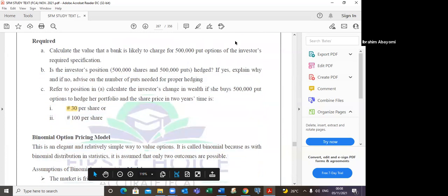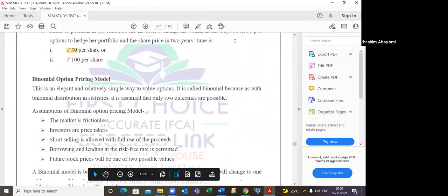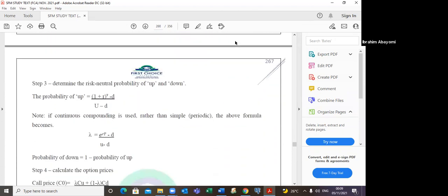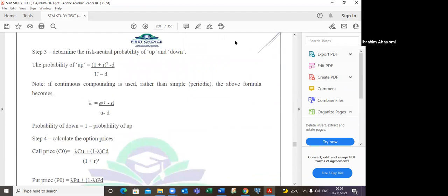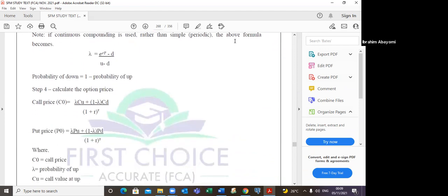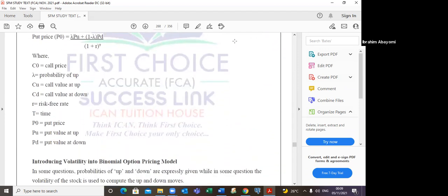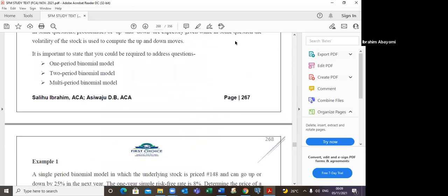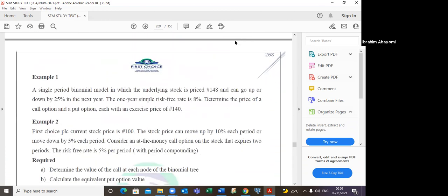So, like I said earlier, I'm not going to binomial option pricing. All these remaining ones here are binomial option pricing theory. So I won't bother you with binomial option pricing. All these are binomial.